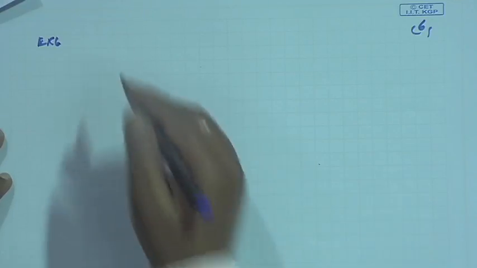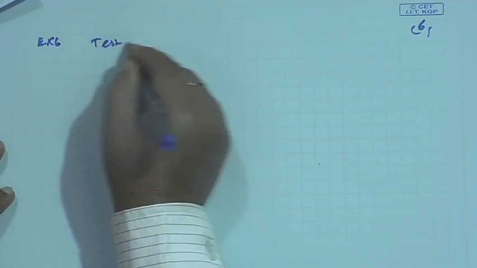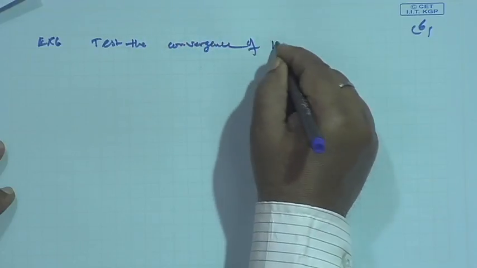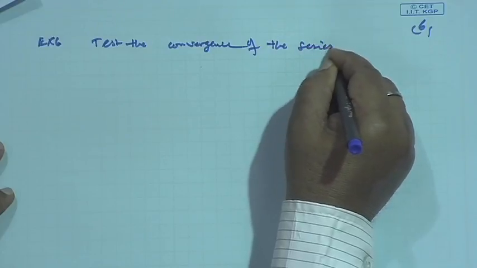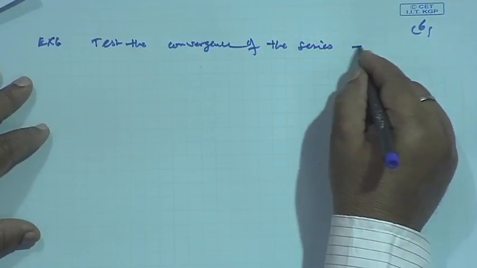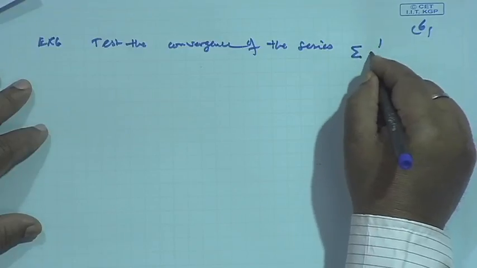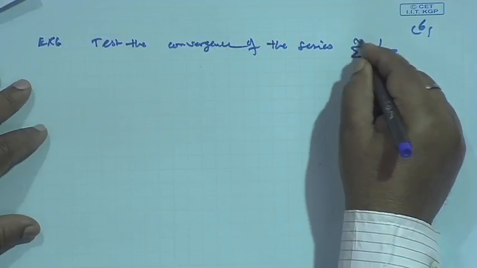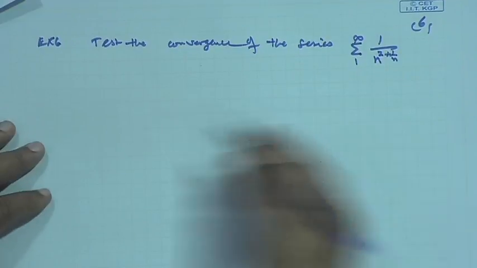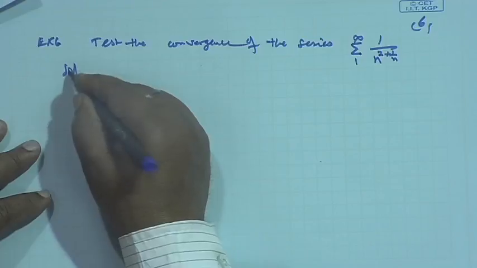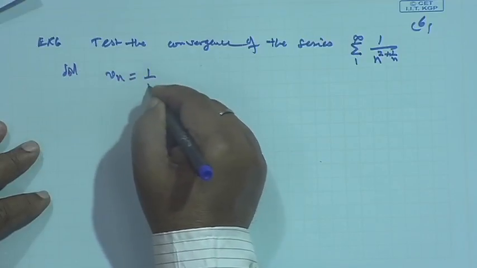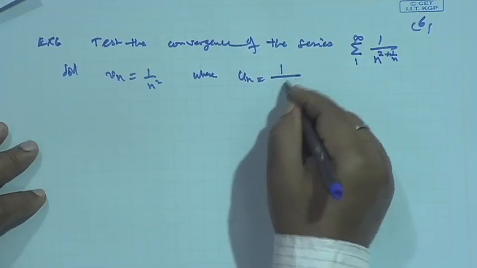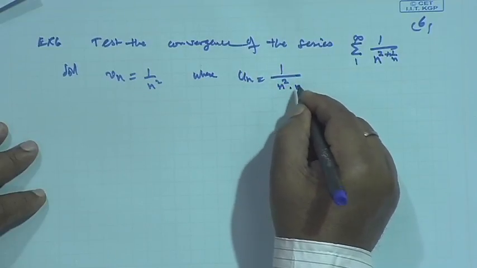Now, test the convergence of the series sigma 1 by n square plus 1 by n, n equals 1 to infinity. It simply looks like this. So, here if we choose v_n as 1 by n square, where u_n's are 1 over n square into n to the power 1 by n.